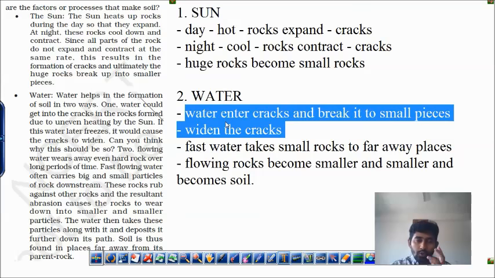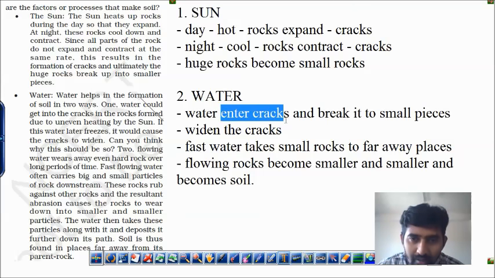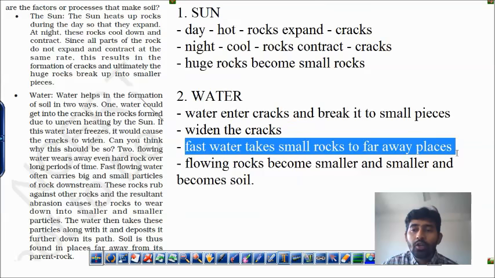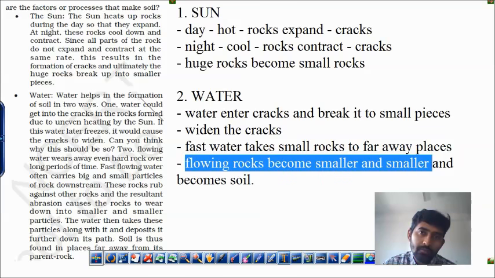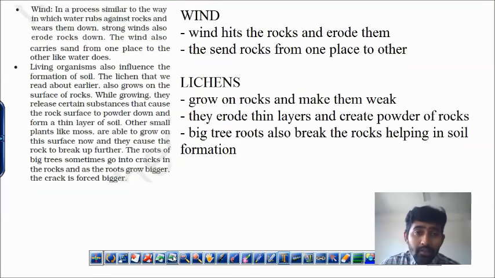समझ में आया? So water is entering the cracks and making rocks, and fast water takes the small rocks to far away places, and these flowing rocks become smaller and smaller. Slowly they become soil. सन और पानी की मदद किसने की? द थर्ड फैक्टर टू हेल्प इज विंड, हवा.